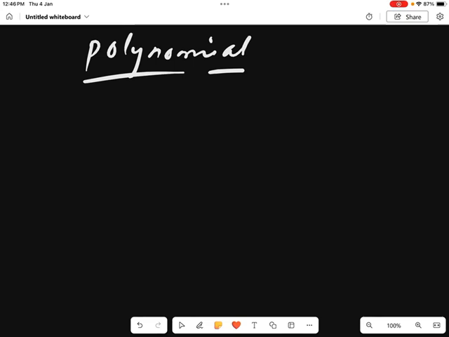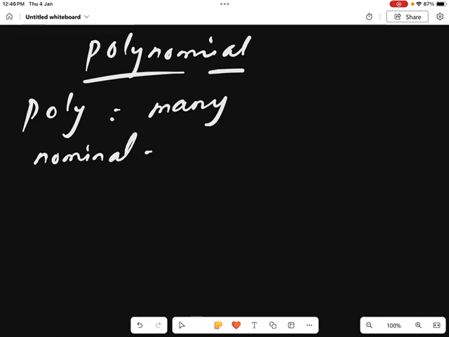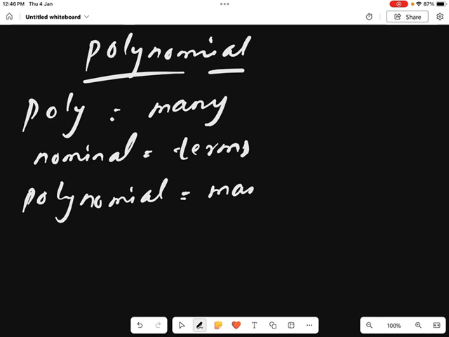Today I am going to teach you polynomials, 9th standard, CBSE or NCERT. Today's topic is polynomial. What is the meaning of polynomial? Poly means many, and nomial means terms. So polynomial is equal to many terms.